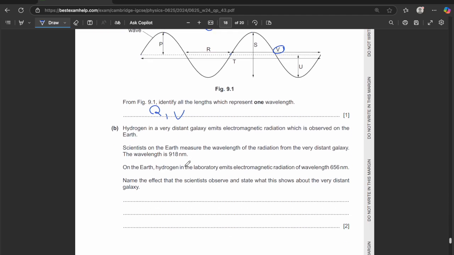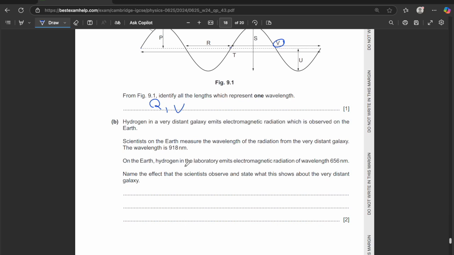B. Hydrogen in a very distant galaxy emits electromagnetic radiation which is observed on the Earth. Scientists on the Earth measure the wavelength of the radiation from the very distant galaxy. The wavelength is 918 nanometers. On the Earth, hydrogen in the laboratory emits electromagnetic radiation of wavelength 656 nanometers. Although nanometers is 10⁻⁹, which is very, very small. Name the effect that the scientists observe and state what this shows about the very distant galaxy.